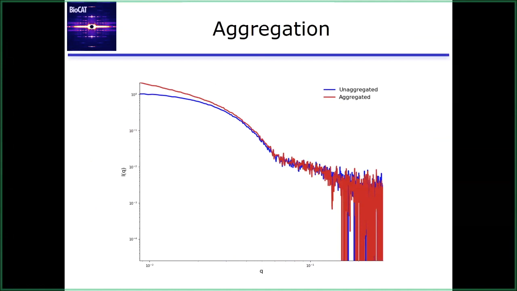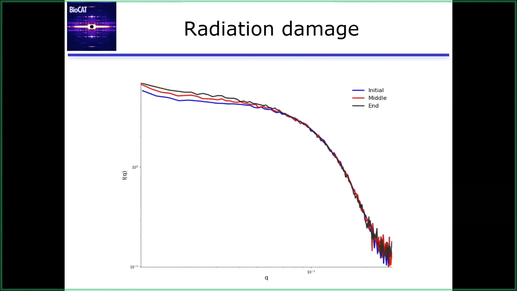This is an extreme case. You can have smaller amounts of aggregation. I'll show something like that later. Radiation damage typically manifests as aggregation in your system. Can I ask a question? Yeah. How do you identify?